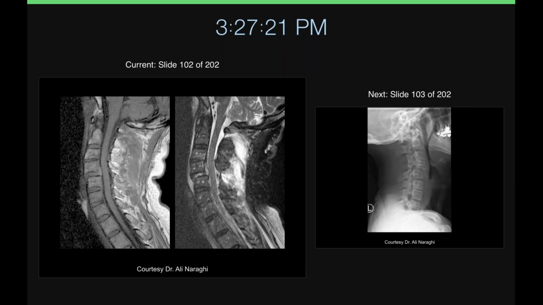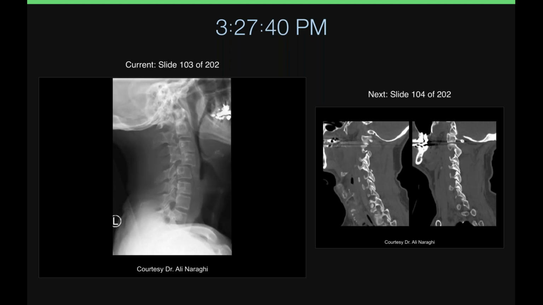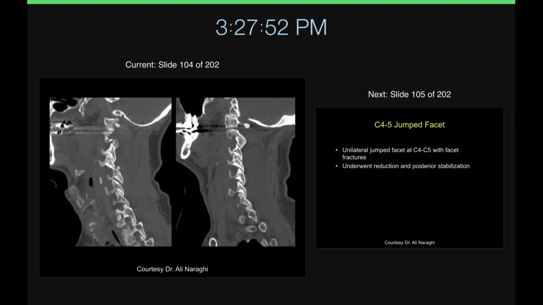And here it looks like there's anterolisthesis of 4 on 5. A lot of edema in the muscles. Here's a plain film. Okay, so yeah, it looks like anterolisthesis of 4 on 5 with perched facets there, and the prevertebral soft tissues look okay.